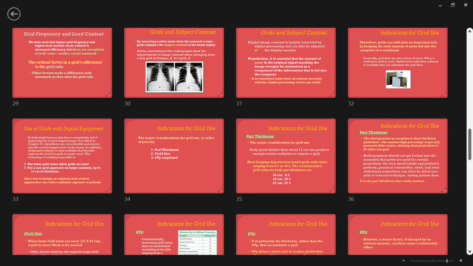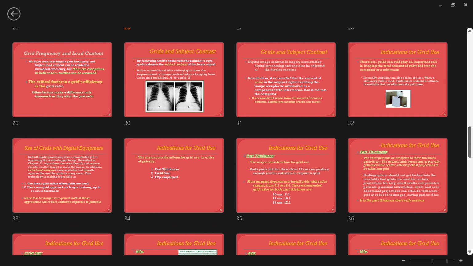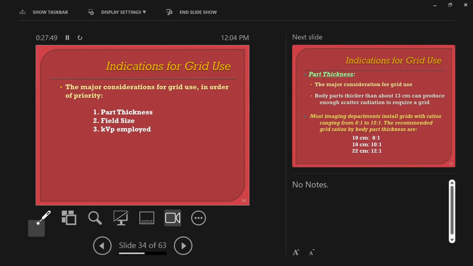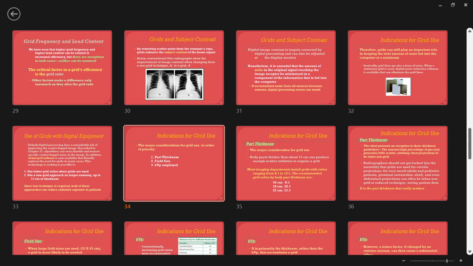Let's talk about when we use the grids. When is it a good time to use grids? So, indications for use. Your considerations, when do you use a grid and what grids to use, will vary by these three different things: the thickness of the part, the field size you plan to use, and the kVp that you will plan to use. Okay?